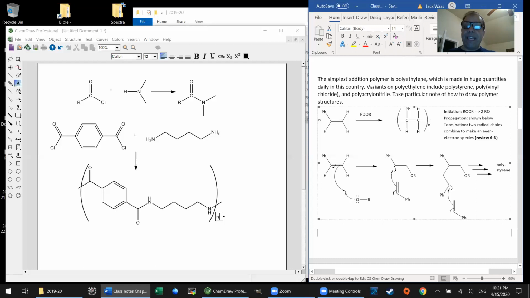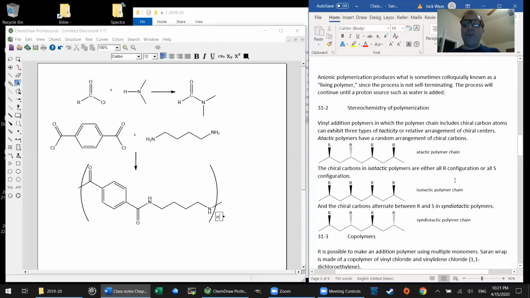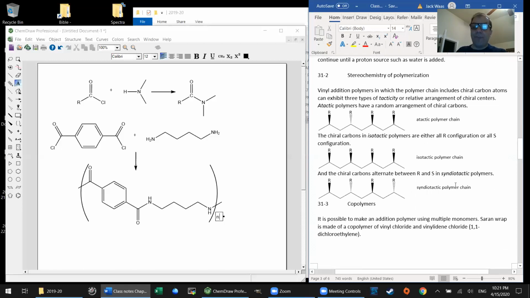The only thing is we say that anionic polymerizations are living polymers, which sounds a little creepy. Of course, they aren't literally living. What that means is the process isn't self-terminating. Eventually, you need to quench the reaction by adding some weak acid, generally water, but some proton source like that will be added. And that will quench all of the carbanions, and then you can isolate your polymer. So much for addition polymers.